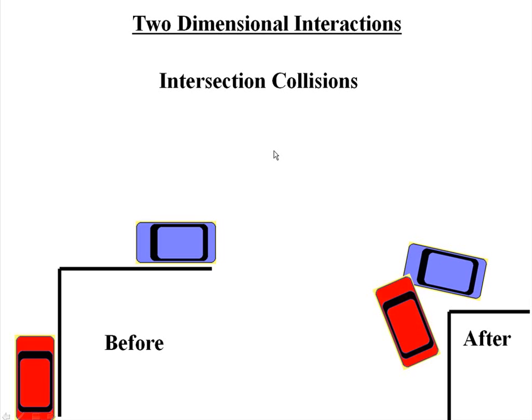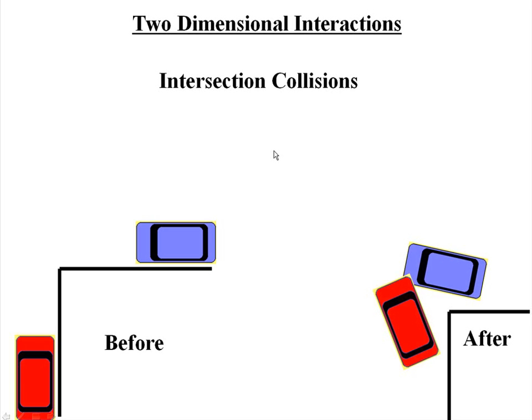Hello everyone. I just wanted to show you a couple more low budget examples of what two-dimensional interactions would look like. This first example is an intersection collision, a typical car collision. Somebody heading in one direction, somebody heading in a perpendicular direction.